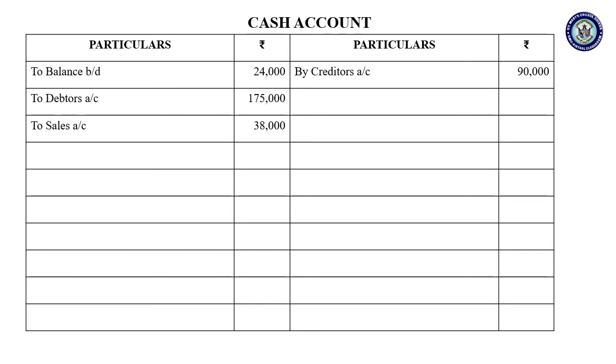Next one, total purchase. In that, only cash purchase. So purchase account debit to cash, that is the journal entry we passed. So in the cash account it is by purchase account, because it is the cash purchase.